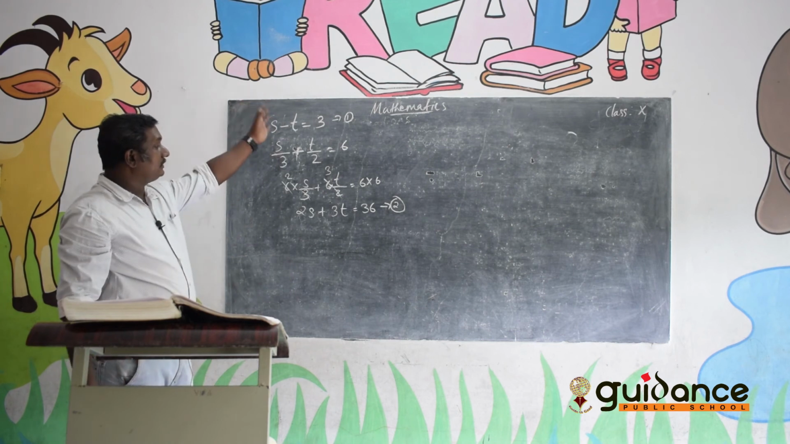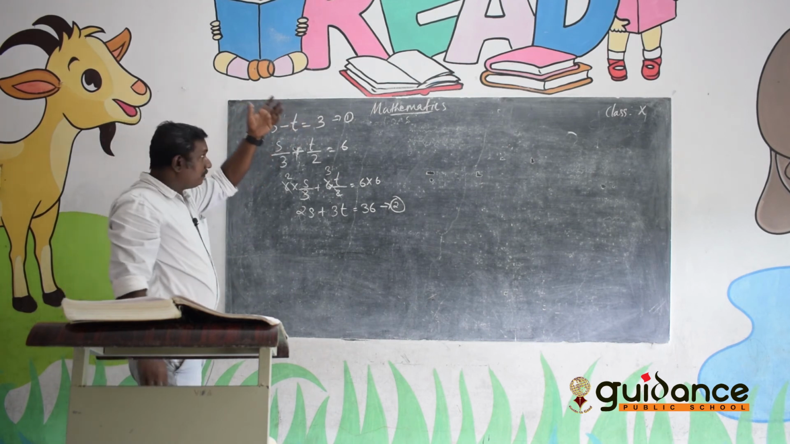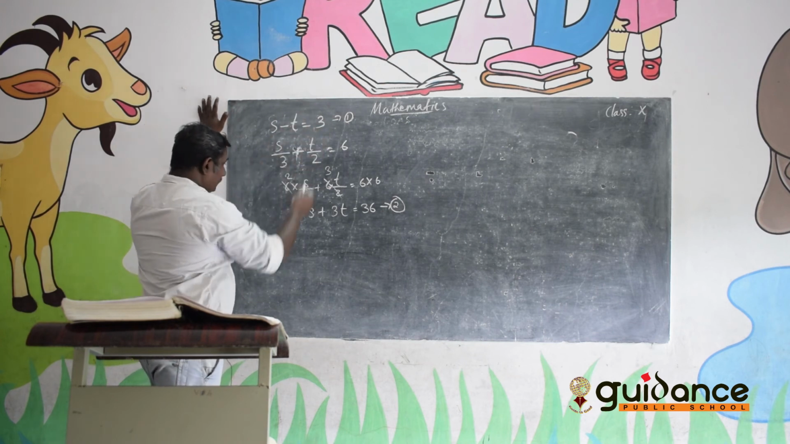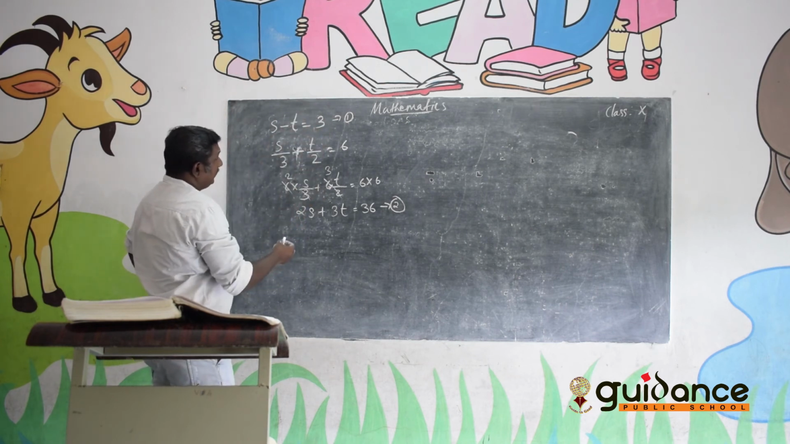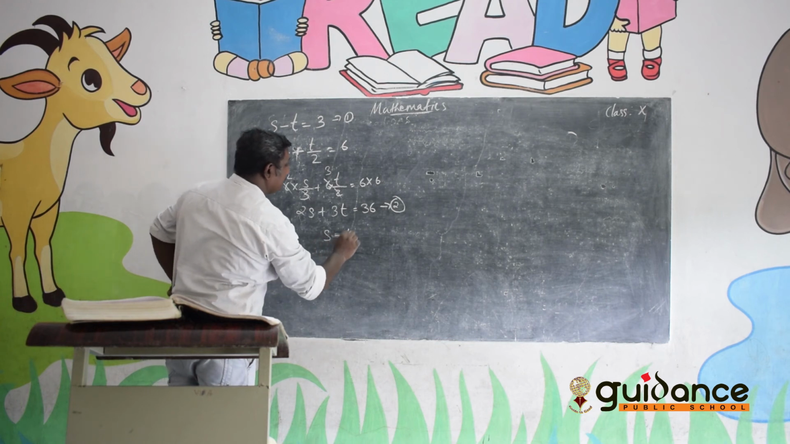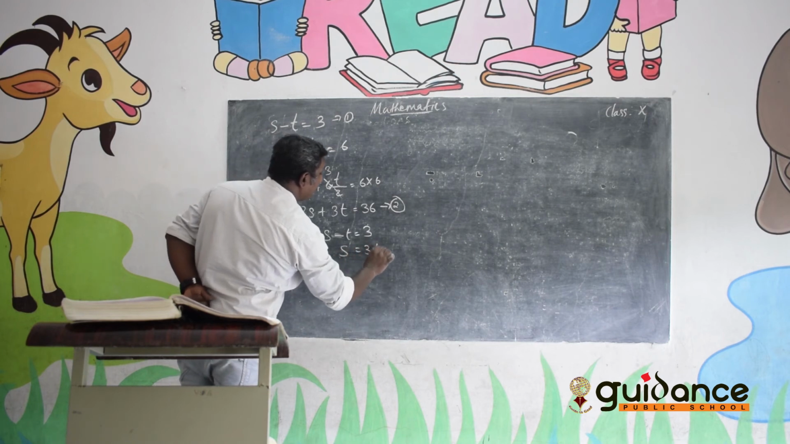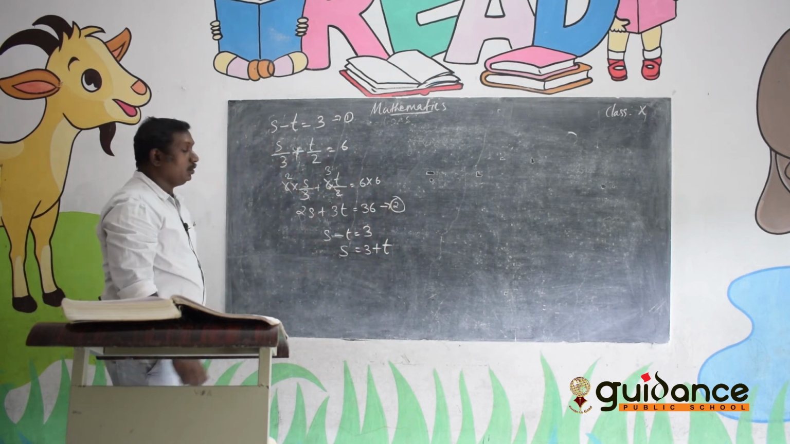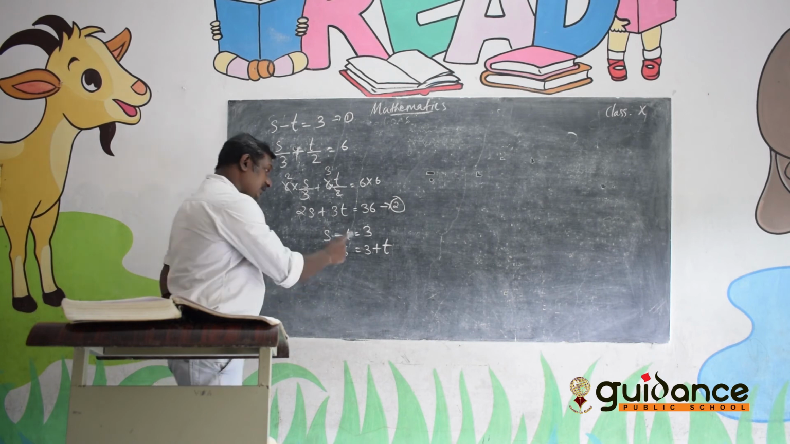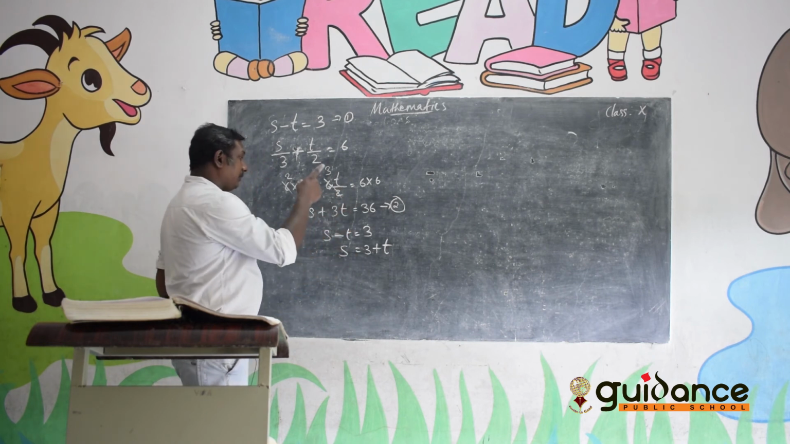For substituting, we can take the simple equation, that is s minus t equal to 3. That is s equal to 3 plus t. This value of s we can substitute in equation number 2.